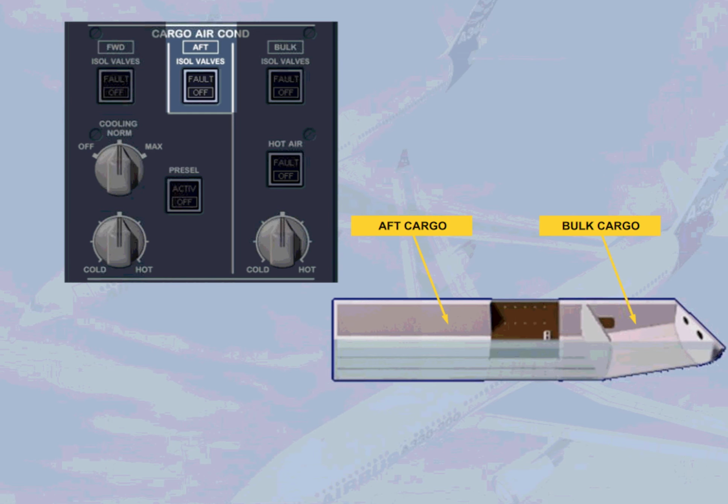As the aft and bulk cargo compartments on the long range are separated, the aft compartment has its own ISOL valves push-button switch, which has the same function as for the bulk cargo compartment. Note: there are no heating and cooling options.